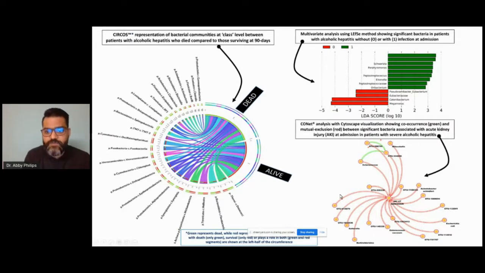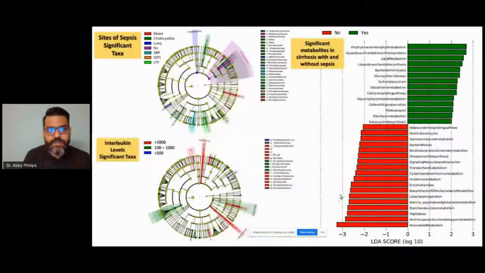So this is just basic work we have done in 25 to 30 patients, and this shows that it's not only a particular species, it's the species interaction with each other and the metabolite that they produce, which can cause the disease severity. Similarly, when we looked at patients with and without sepsis, we found out that in patients with different sites of sepsis, for example, patients with bacteremia versus patients with peritonitis in cirrhosis with alcoholic liver disease, there were different groups of bacteria that were significantly altered in patients where there is infection based on different sites of sepsis.